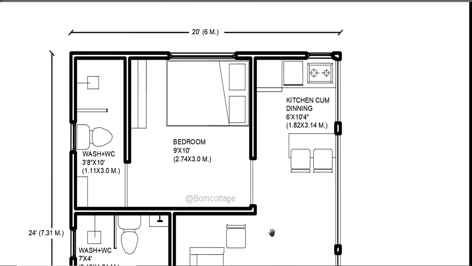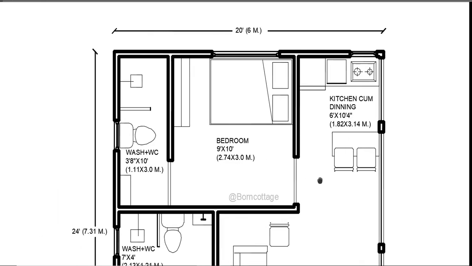So we have the kitchen cum dining area. You can see here the kitchen cabinet with burner, sink and refrigerator arrangement. Also a dining counter with 2 chairs and a large glass panel for ventilation and light purpose. And on the left side we have the bedroom here.